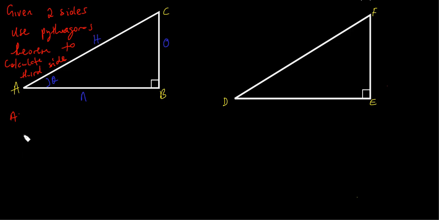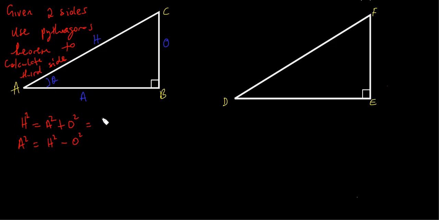So when we are looking for a side, the formula that we must use is hypotenuse squared equals adjacent squared plus opposite squared. If we are finding any of these smaller sides, we need to subtract one of them from the hypotenuse. For example, if you're looking for adjacent, this is going to be hypotenuse squared minus opposite squared.